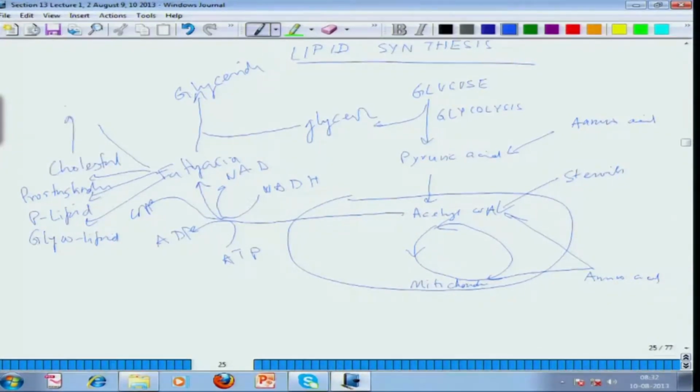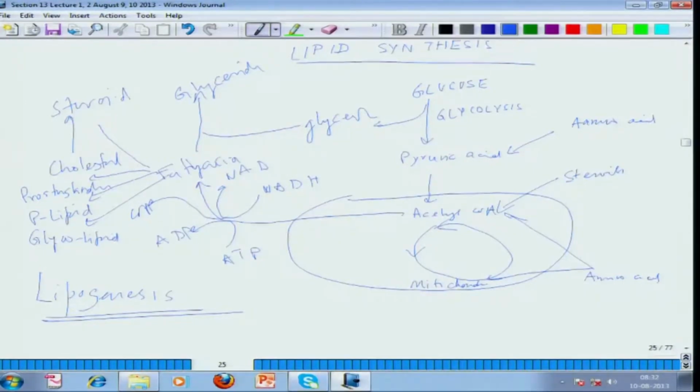In the membrane, if you remember, all these things are present, and this whole process is called lipogenesis. So, this is the overall geometry of lipogenesis, and from here we will talk about lipid transport and distribution.